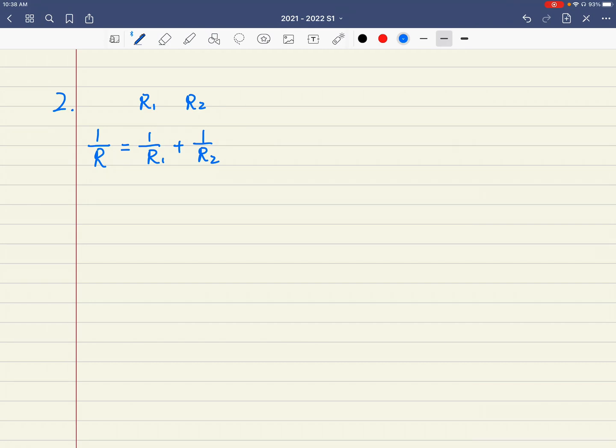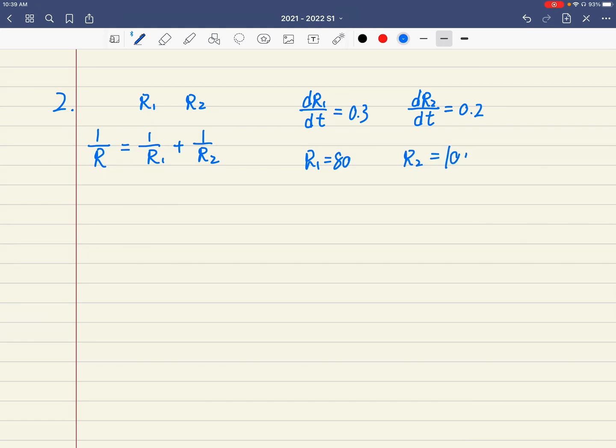Now if R1 and R2 are increasing at the rate of 0.3 and 0.2 respectively, so we already know R1 is increasing at 0.3. So dR1 over dt is 0.3. Again, R1 is a resistance, t is time. dR2 over dt is 0.2. Then how fast is R changing when R1 is 80 and R2 is 100?